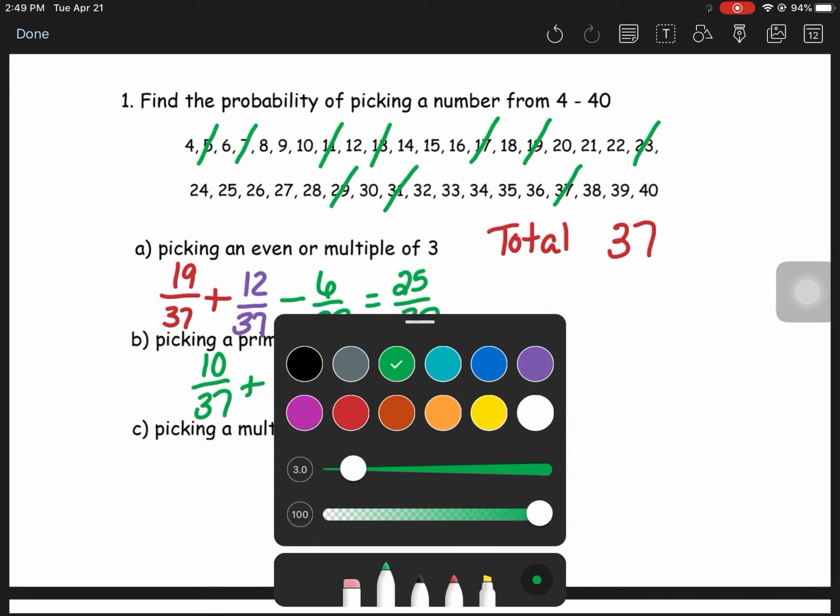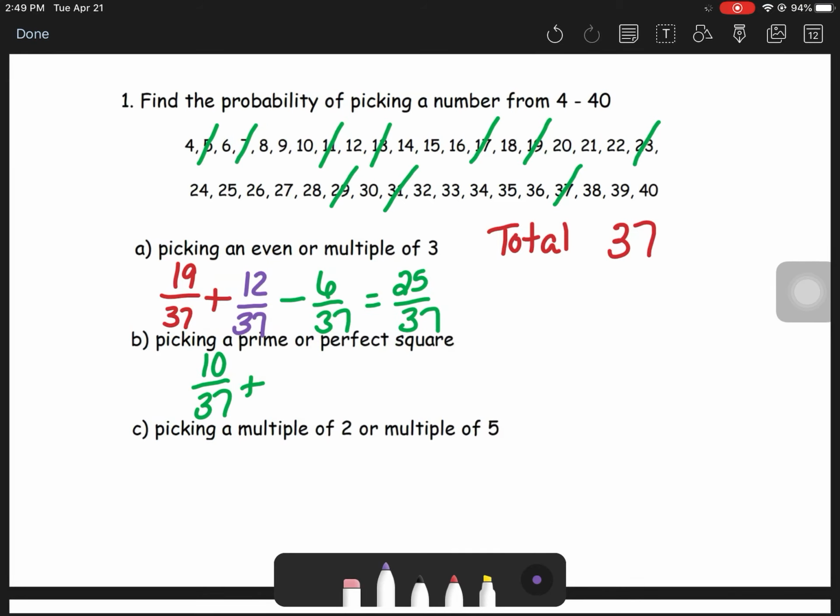Then we're supposed to pick our perfect squares. And remember, our perfect squares are when we multiply two numbers times each other that are the exact same number. So 2 times 2 would be 4. So we have 1, 2, 3, 4, 5. We have 5 that are perfect squares. Now notice I didn't count any of those twice, so I do not have to subtract. And so the probability would be 15 out of 37.